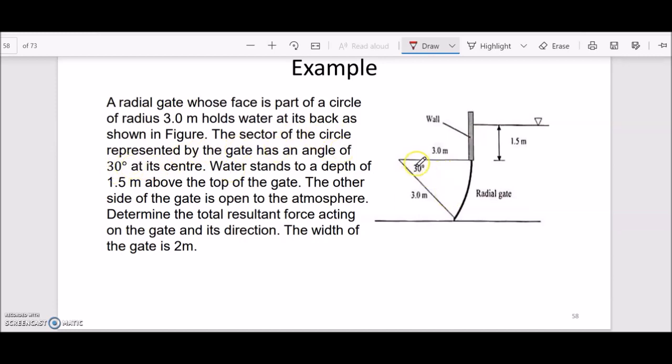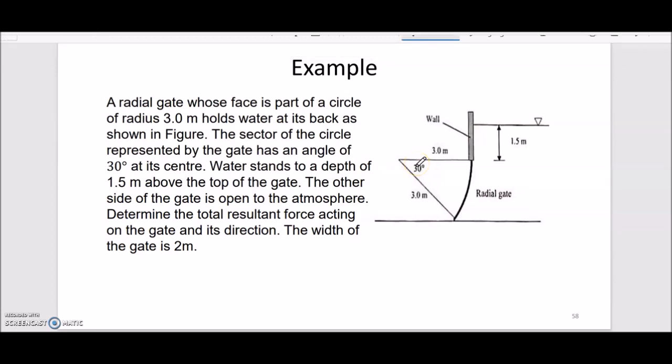So again, this is 30 degree at the center, and the water stands to the depth of 1.5. Okay, so we have 1.5 meter from the top of the gate to the surface of the water. The other side of the gate is open to the atmosphere, so meaning this is open to the atmosphere. And then determine the total resultant force acting on the gate. The width of the gate is 2 meters.